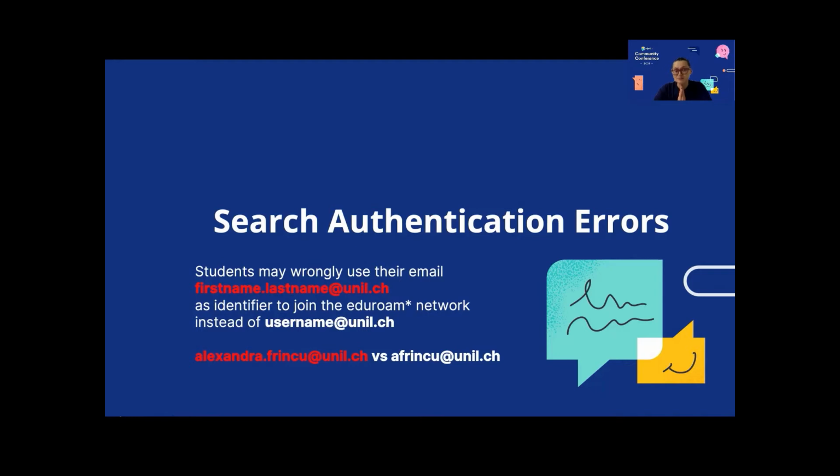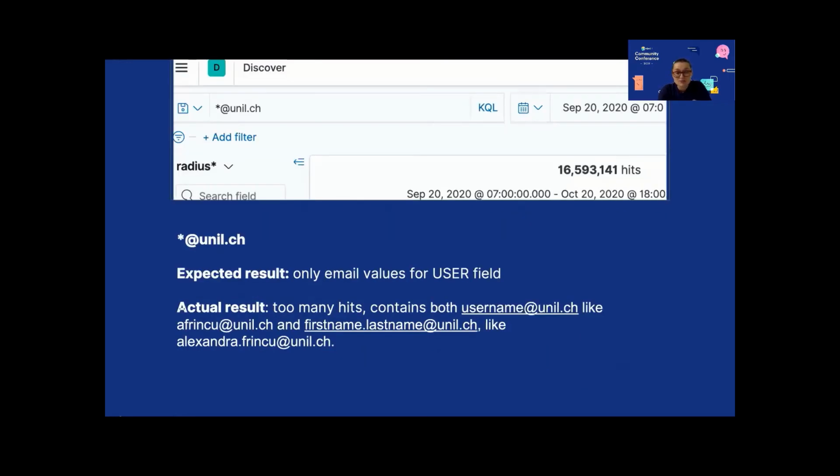So I wanted to get the authentication failures and the students behind them in order to help them connect to the internet. I thought this would be a straightforward search, even if I am a complete beginner in ElasticStack. So I launched the first search, and this resulted in too many hits, containing both username at uni.ch, but also the email. I only wanted the latter, so the results with the email.